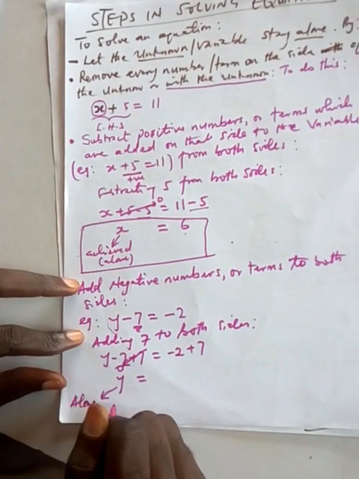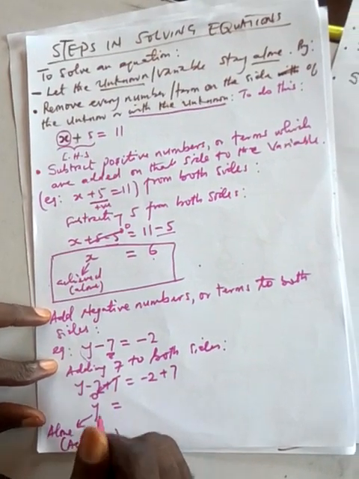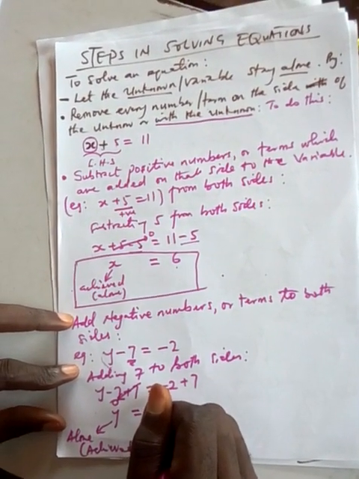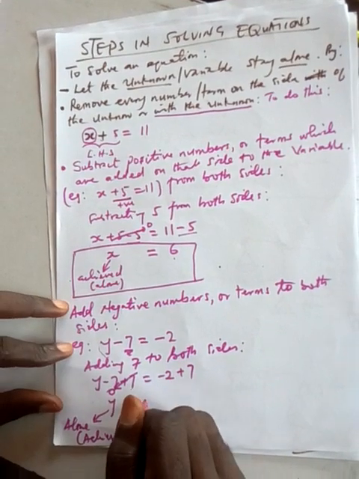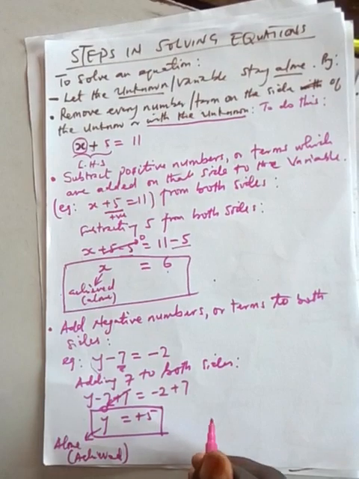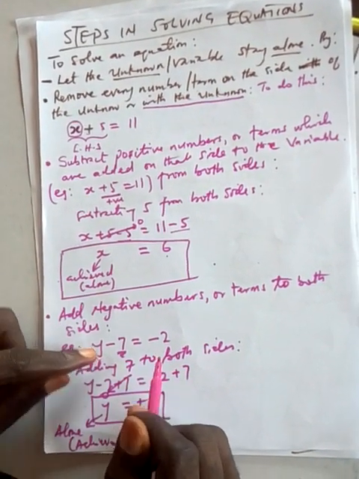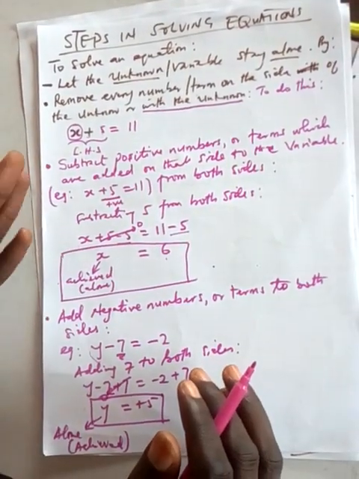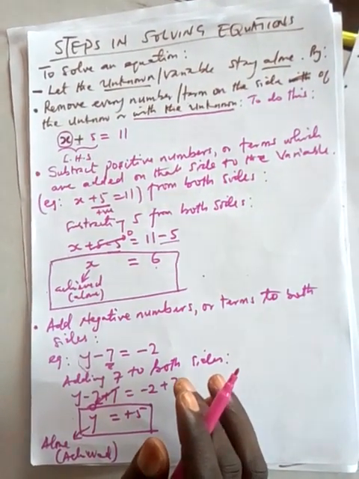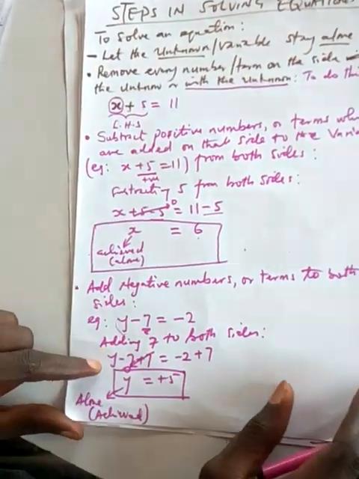Y is alone now, and our aim is achieved. Y is now minus 2 plus 7. We know that is 5. So that is what our y is. What it means is the number we remove 7 from in order to give negative 2 is 5. Or rather, the number we will add to a negative 7 to give negative 2 is 5. It's only one number that can do that. That is what you call the solution to equations.